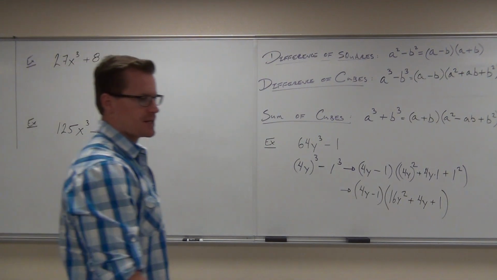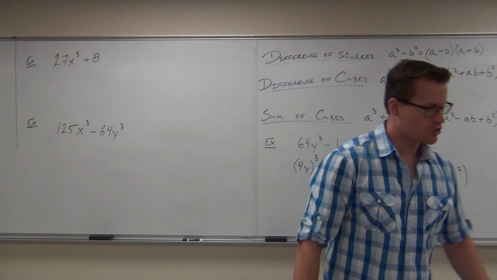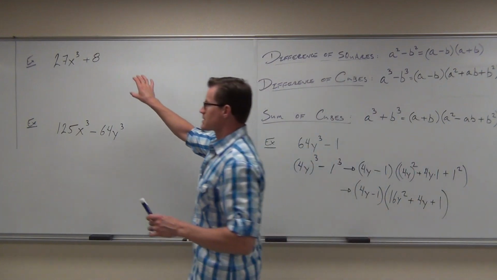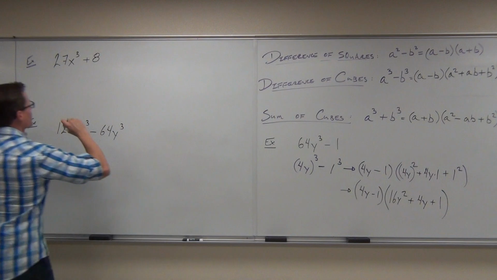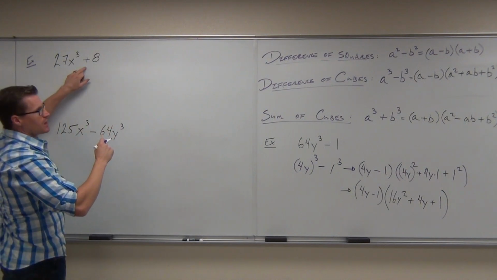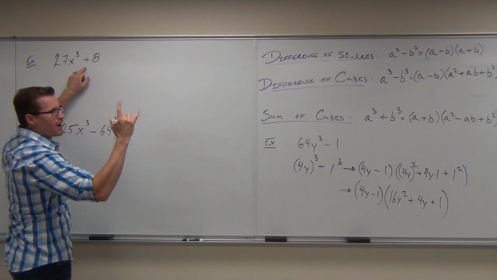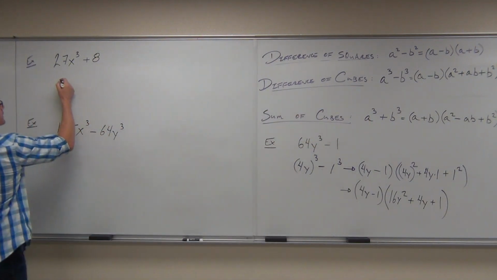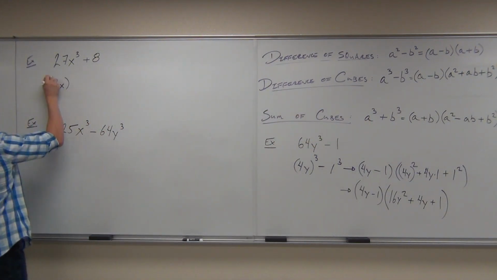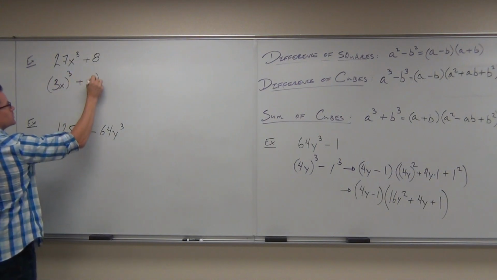Okay, we got about a minute left. What I want to make sure that you've done is at least set this up correctly. So have used the formula correctly. When we check this, it's a sum and it's got two terms. The only possible thing it could be is this one. If it doesn't fit this, we can't do it. This, as a matter of fact, does fit as 3x to the third plus 2 to the third.